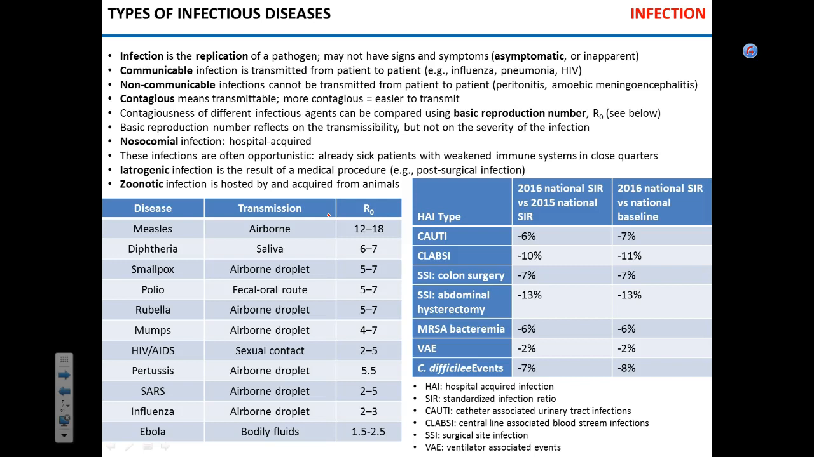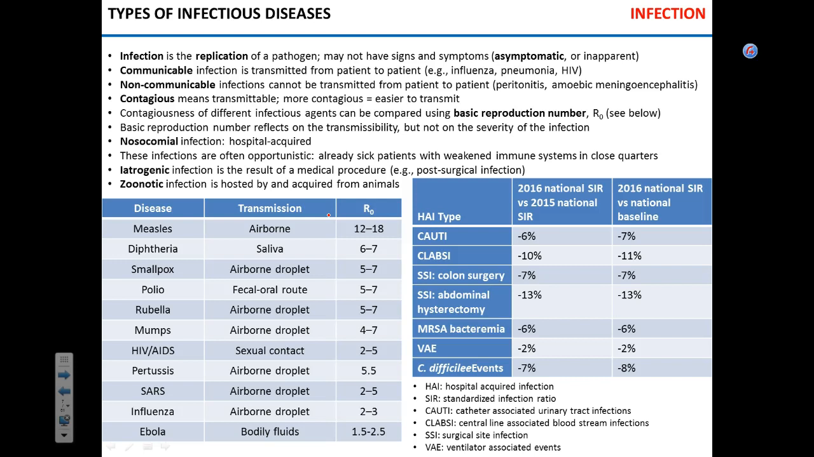Now, this unit consists of two separate parts, infection and immunity. Infection, fair warning, is a lot of terminology. A lot of just terminology, knowing what the words mean. Immunity, there are terms as well, but there is a lot of conceptual understanding.